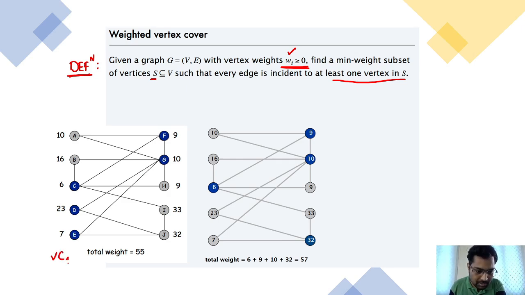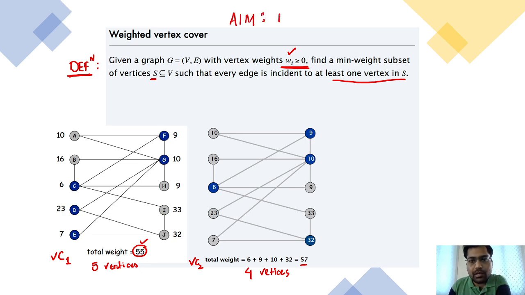So this is our VC1, this is our VC2, vertex cover 2. Based on the total weight, here they have taken five vertices. In this case, they have kept four vertices to be called a vertex cover, but the weight they have said is 57, and here the weight they have found by adding all the weights inside the vertex cover 1 set. So this is 55. So definitely our main objective, I'm just writing that one, aim: minimum.